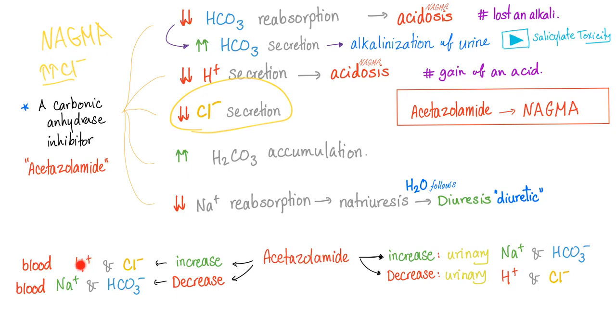Acetazolamide increases hydrogen ions in the blood. That's why it's a metabolic acidosis. And when you have increased chloride and hydrogen in the blood, you have decreased chloride and hydrogen in the urine, called common sense. If there is something here that I want you to remember forever, it's the fact that acetazolamide causes a normal anion gap metabolic acidosis, or NAGMA.